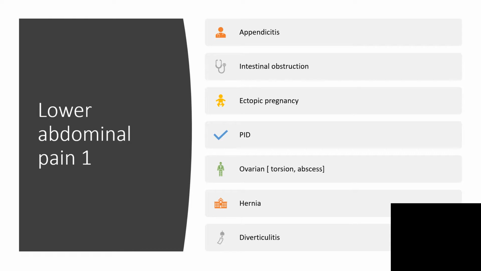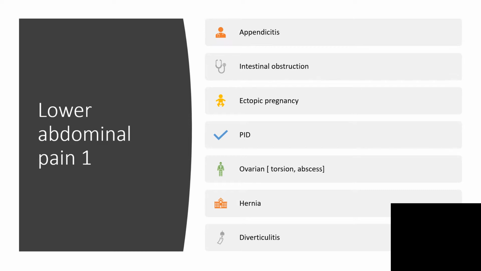If it is the lower part of the abdomen, it could be appendicitis, where the pain started from around the belly button and is now localized in the right iliac fossa. Could be intestinal obstruction. Could be ectopic pregnancy if it's a woman of childbearing age, but there will be other histories that will follow, like missing your menstrual period and the rest.